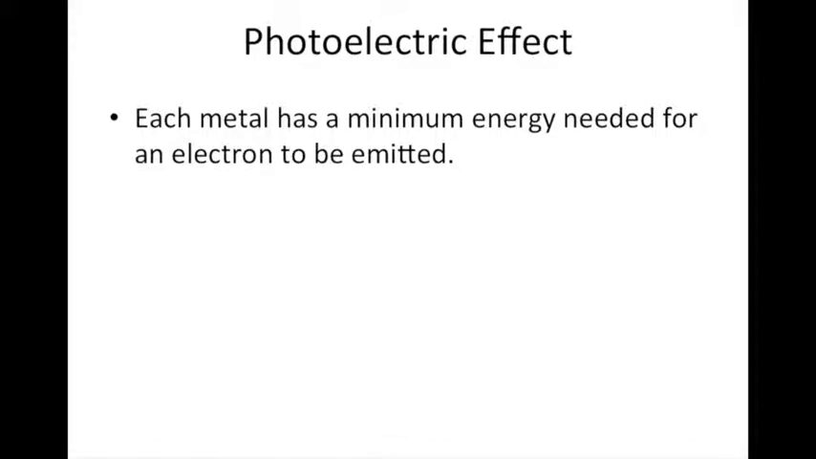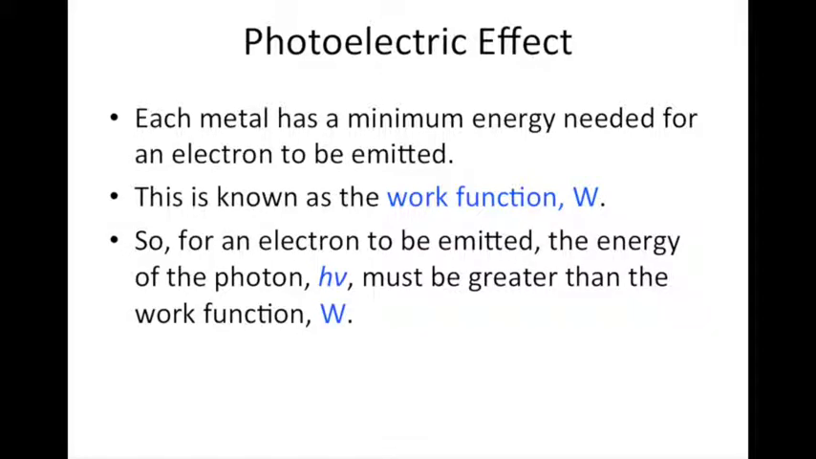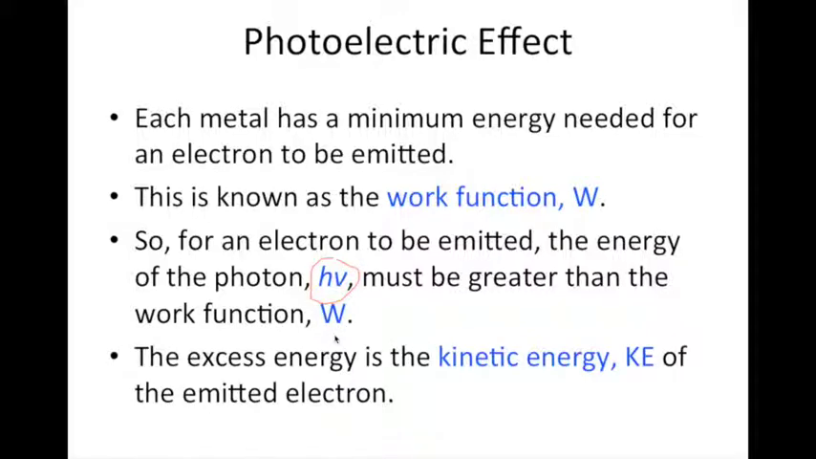So each metal has a minimum energy needed to eject an electron. This is known as the work function. So for an electron to be emitted or ejected, the photon must have an energy, which we can write as Planck's constant times its frequency. The energy of the photon must be greater than the work function. The excess energy is the kinetic energy of the electron emitted.